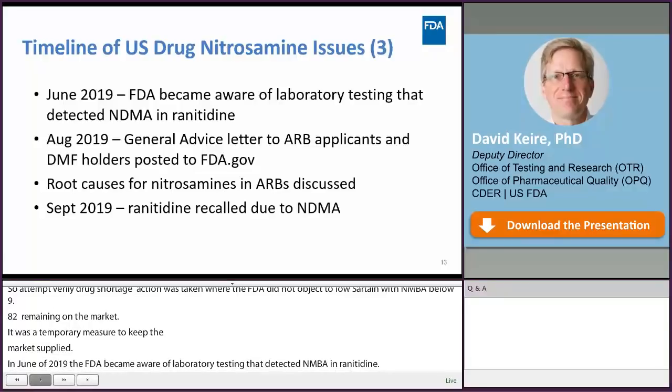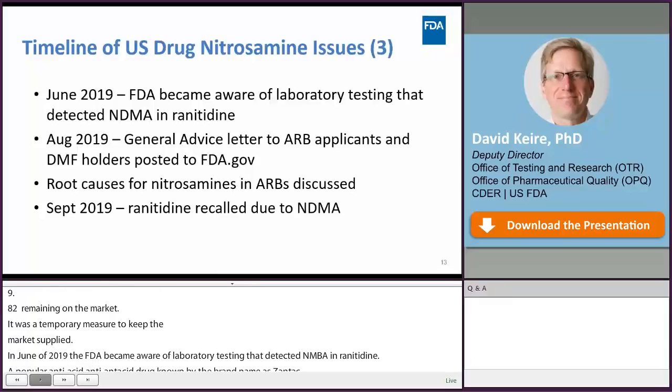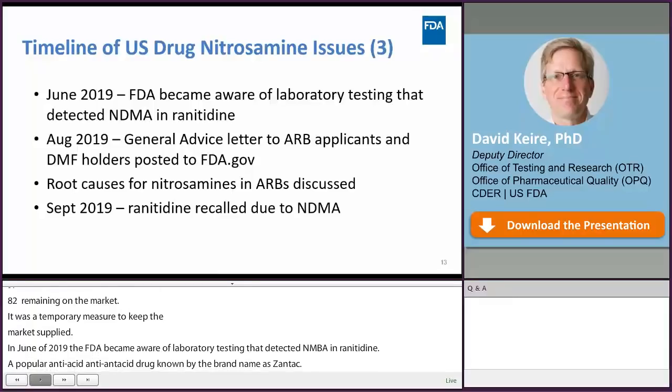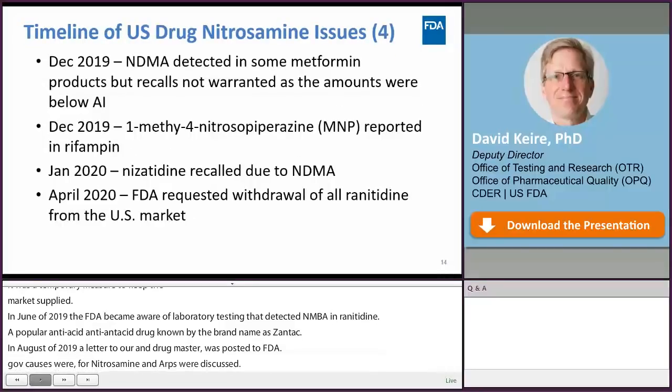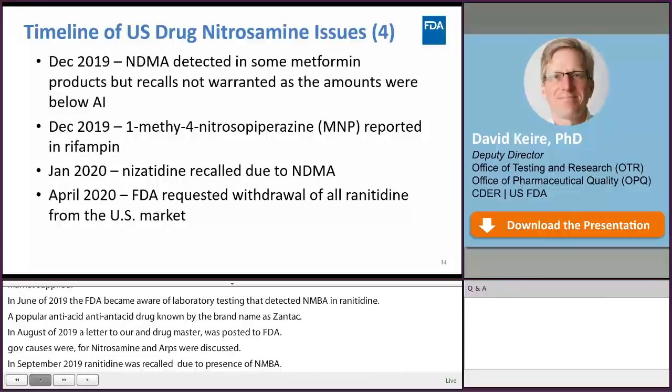In August of 2019, a general advice letter to ARB applicants and drug master file holders was posted to FDA.gov. Root causes for nitrosamines in ARBs were discussed. In September 2019, ranitidine was recalled due to the presence of NDMA. In December of 2019, NDMA was detected in some metformin products, but at that time, the recalls were not warranted as the amounts were below AI.